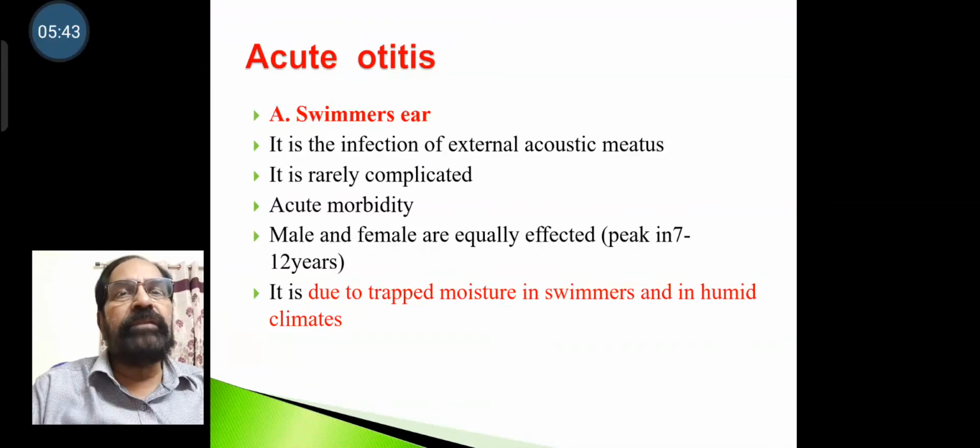So first we'll start with acute otitis. In acute otitis, we have swimmer's ear. It is the infection of external acoustic meatus. It is rarely complicated, but there can be acute morbidity. Males and females are equally affected. The peak age of onset is between 7 to 12 years. It is due to trapped moisture in swimmers and in humid climates.